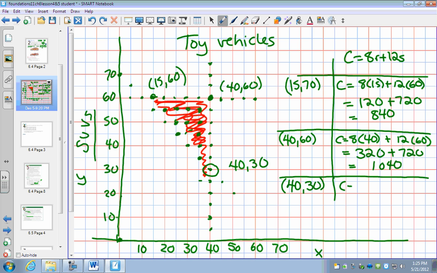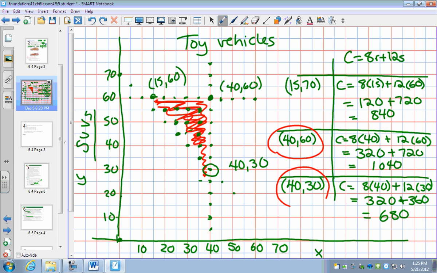Okay, so cost is equal to 8 times 40 plus 12 times 30. Okay, 8 times 40 we already saw was 320. 12 times 30 is going to be 360. Okay, adding that together, I get 680. So it looks like if we wanted to maximize the cost, this would be our solution. And if we wanted to minimize the cost, this would be our solution.